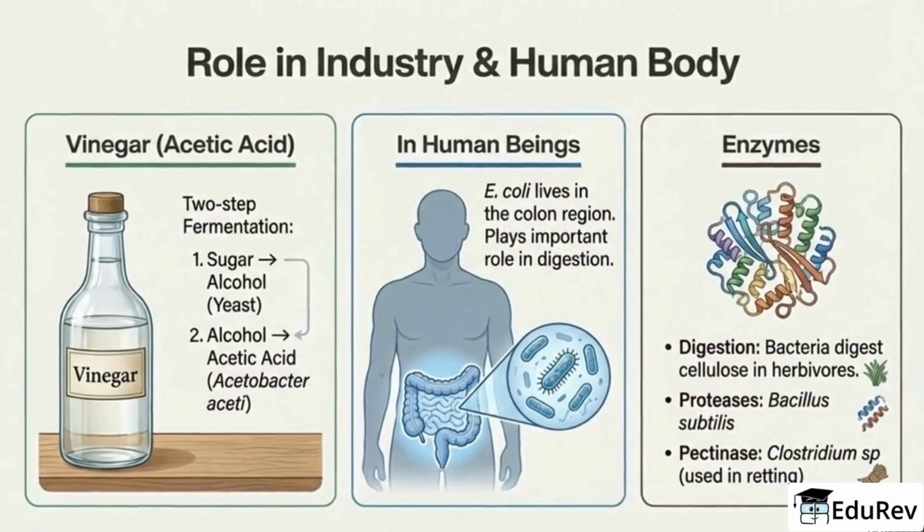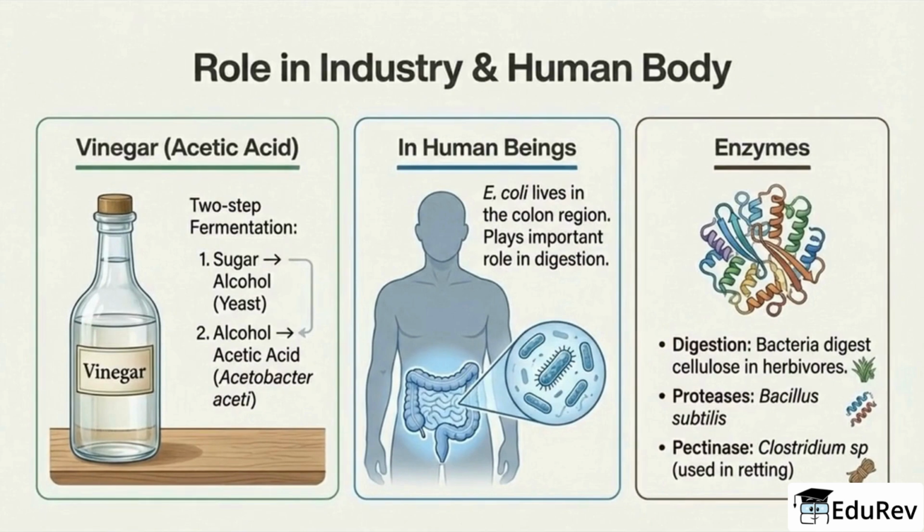Bacteria are important both industrially and inside the human body. Vinegar production is a two-step process. Yeast ferments sugars into alcohol, and Acetobacter oxidizes that alcohol into acetic acid. In our guts, E. coli and other commensals aid digestion and nutrient processing. Herbivores rely on bacterial cellulose digestion. Bacteria also produce enzymes such as proteases and pectinases that have practical uses in food processing and retting.